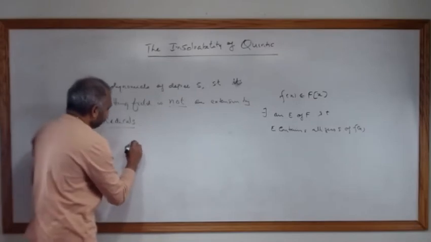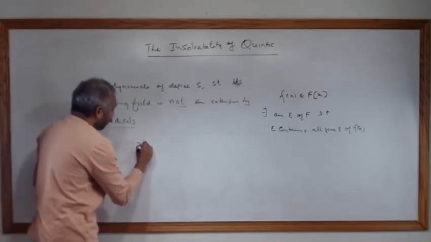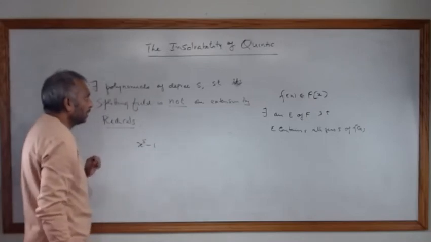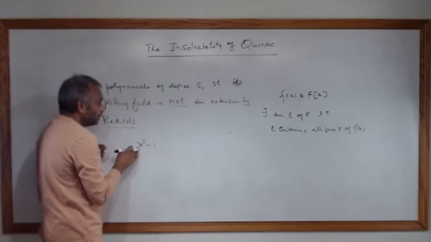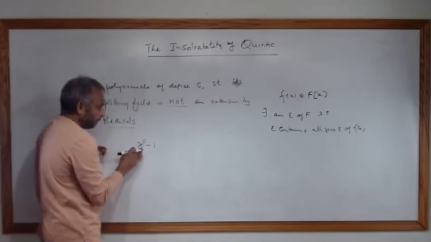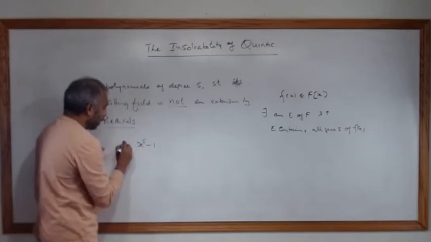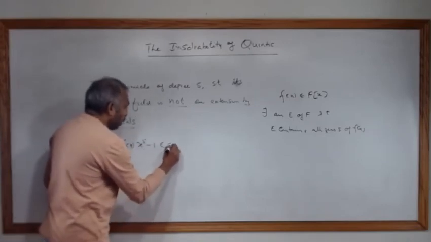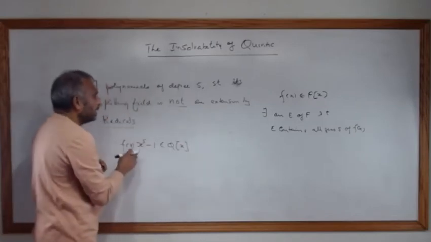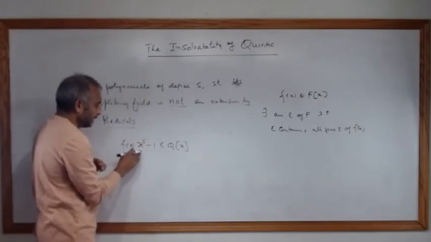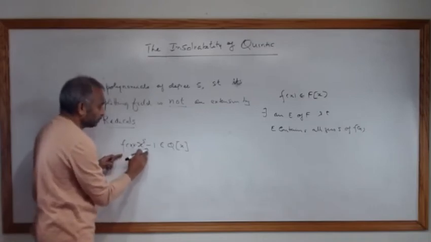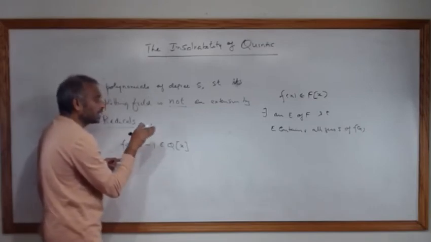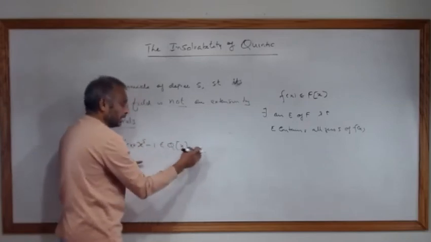See, for example, x to the power of 5 minus 1. This is not a Quintic which we are talking about. The splitting field of this polynomial over Q is solvable in the sense that the zeros of this polynomial are in the extension of Q by radicals.